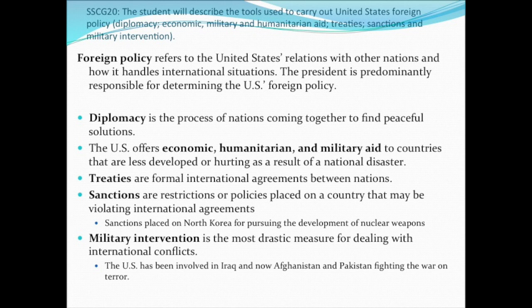Back at the chief diplomat role, we have to look a little further at the presidency and foreign policy. The president is predominantly responsible for determining the U.S. foreign policy on a variety of topics, including diplomacy, which is the process of nations coming together to find peaceful solutions. The president has final say on humanitarian aid, military aid, and economic aid to other nations, as well as our own. The president has a say in the treaties, sanctions, or military interventions between other nations as well.